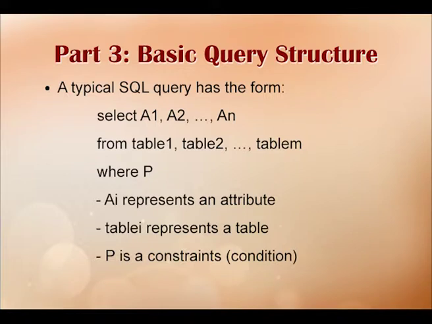So, this is the basic query structure. Suppose I want to select certain columns from some tables and display them on the monitor. This is the syntax I need to give: select attribute 1 to attribute n from several tables, table 1, table 2. I can give one table also, and I can give several tables also, where some constraints or some condition needs to be given. So, this is the basic query structure to be given against the database, with which we can get the requisite information.